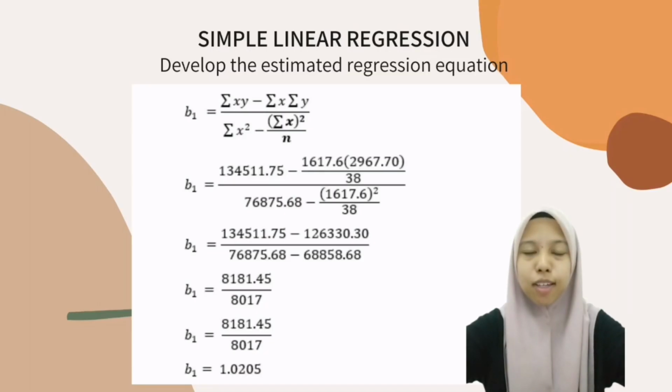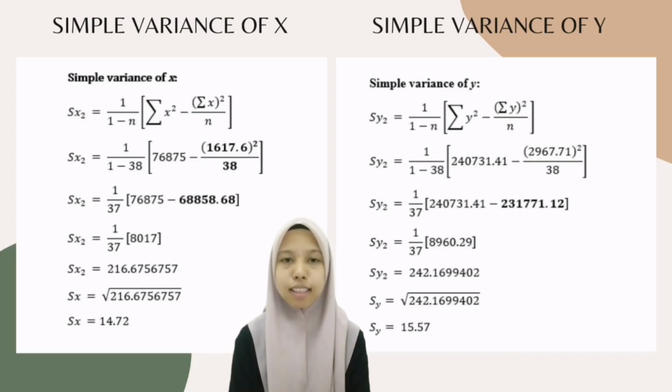Hi, Assalamualaikum everyone. My name is Izzati Syazwana binti Azman. My matric number is HFT20203. I would like to continue our presentation. My part is simple linear regression. First, develop the estimated regression equation. Based on the data collected, the answer for B1 is 1.0205.